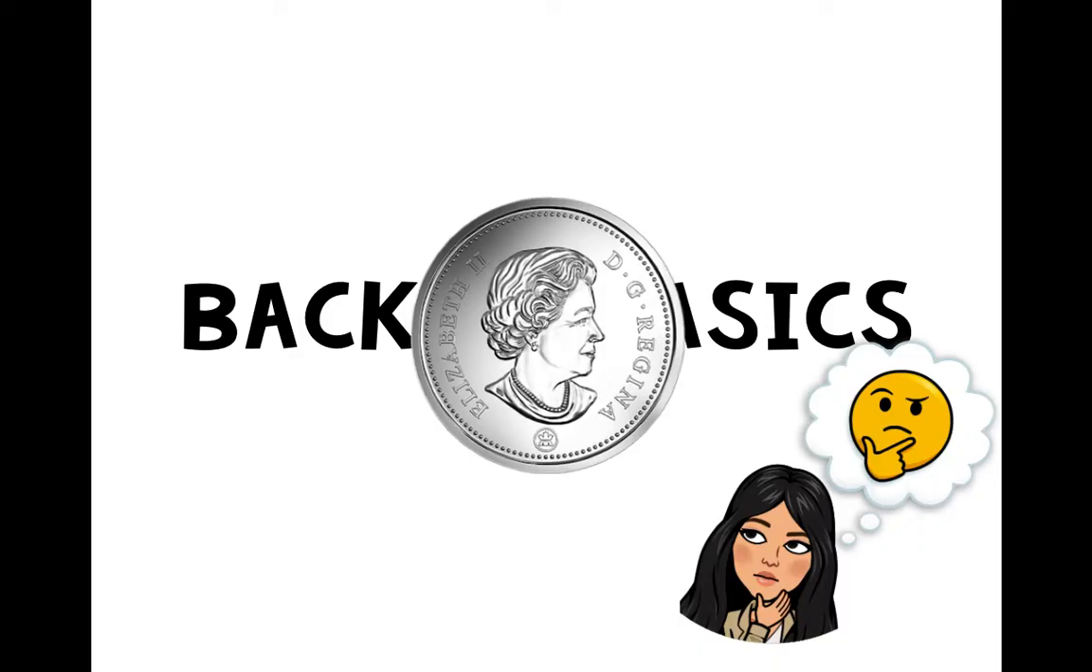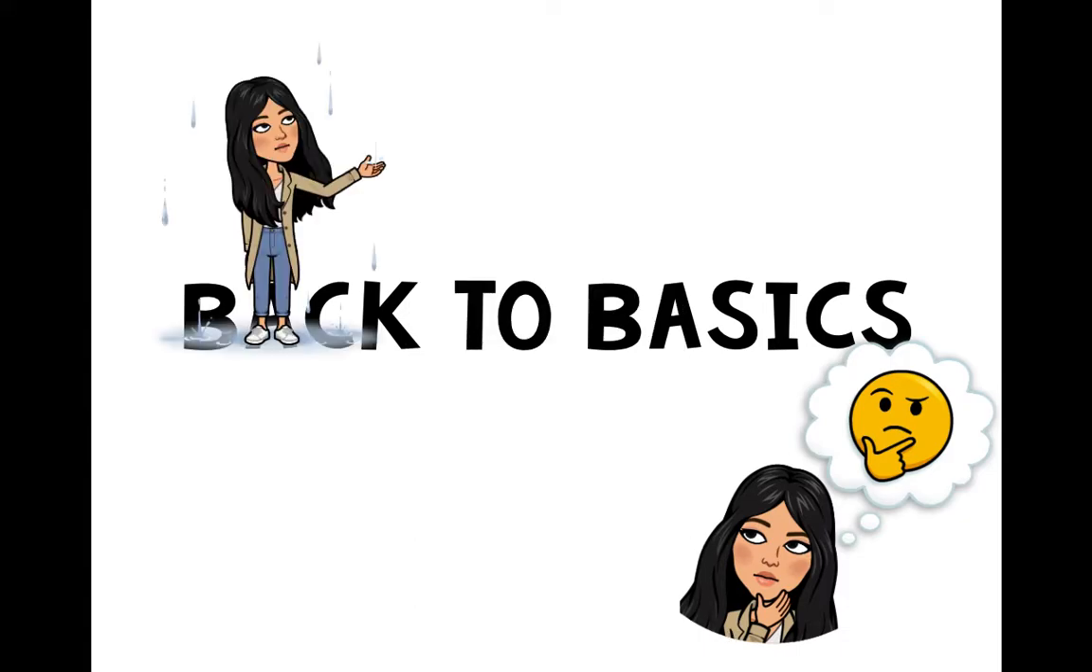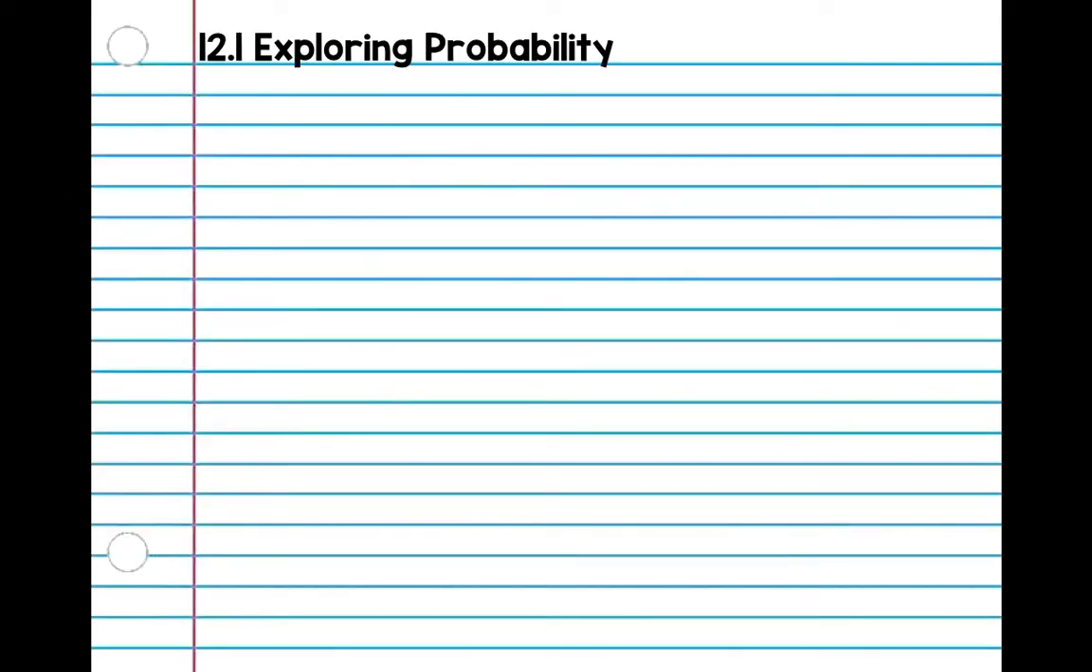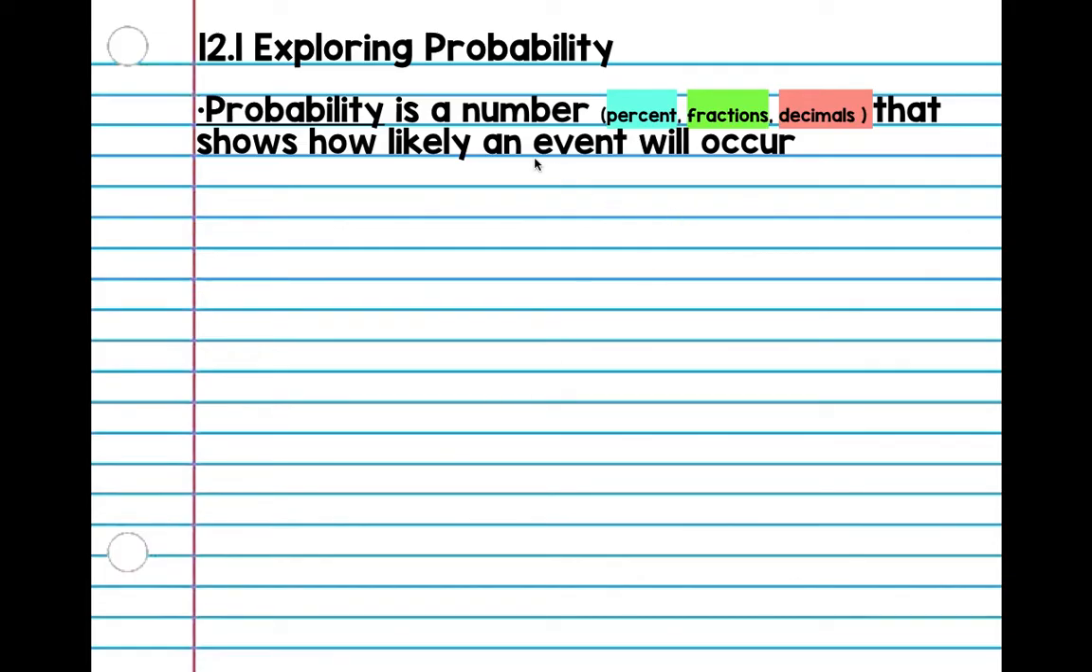I know when people say, when you flip a coin, what is the probability? A lot of you say it's a 50-50 chance, right? Because there's two sides. Or sometimes on the weather, they say there's a 15% chance of rain today. So that is all probability. Okay, so let's begin. What is probability?